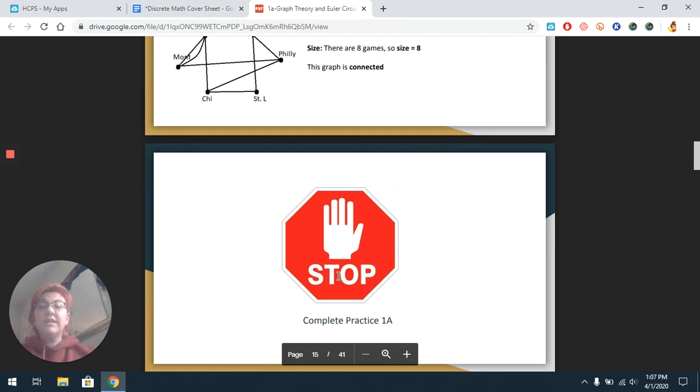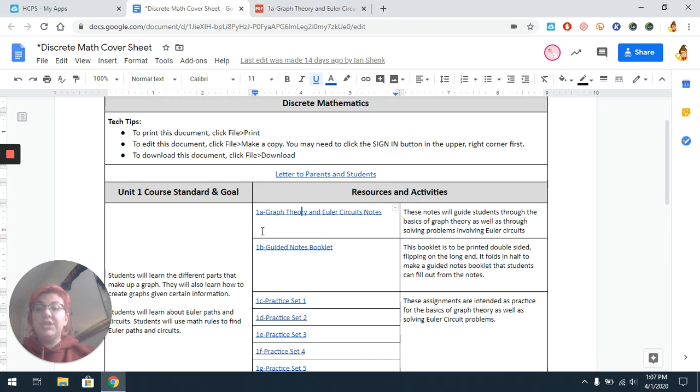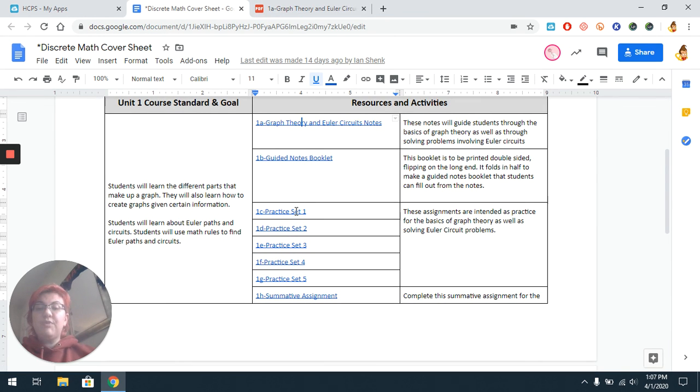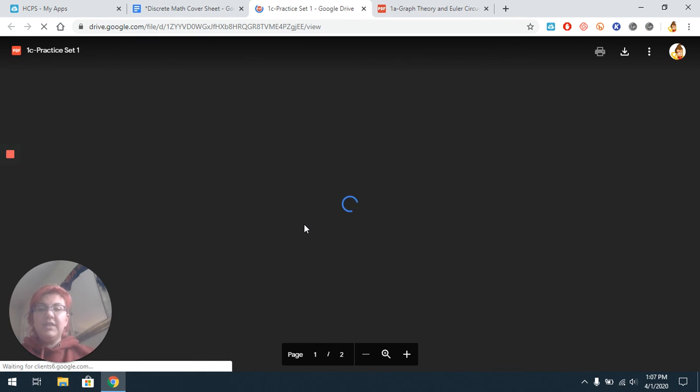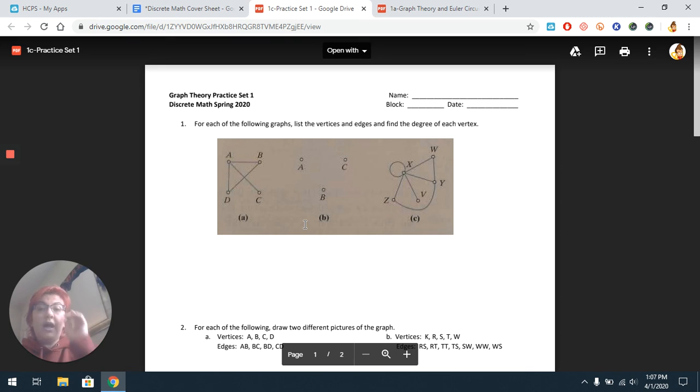All right, so we're going to stop here and go back to our cover sheet, and we're going to go to our first practice set. Now there's one thing in this practice set that I need to go over with you, and that is, what does it mean to find the degree of a vertex?